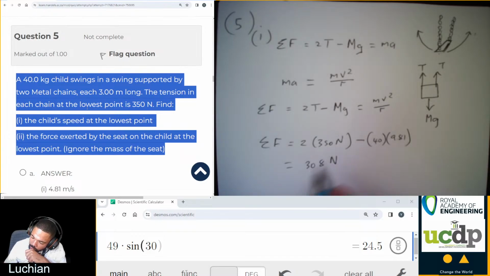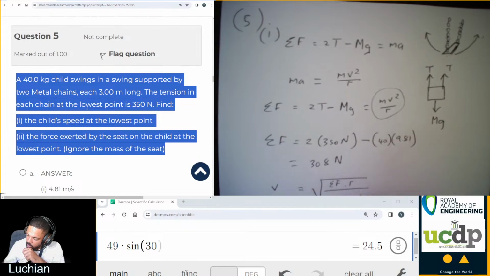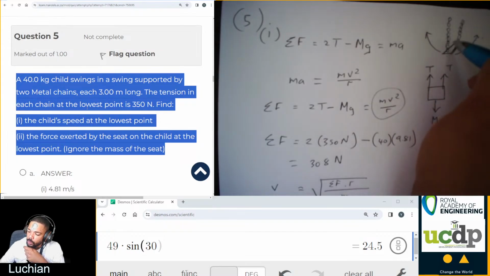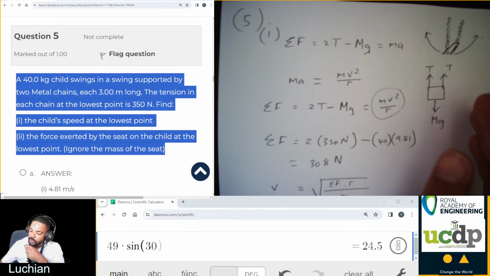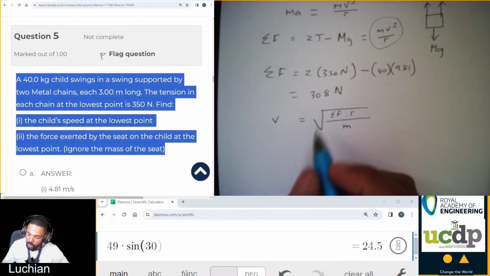Now solving for V gives us the following. V is equal to the sum of the forces times the radius over the mass. Now if it were to complete a whole cycle, it will make a circle, but at this point it is carving out a section of a circle, which means the radius will just be the length of the chains.